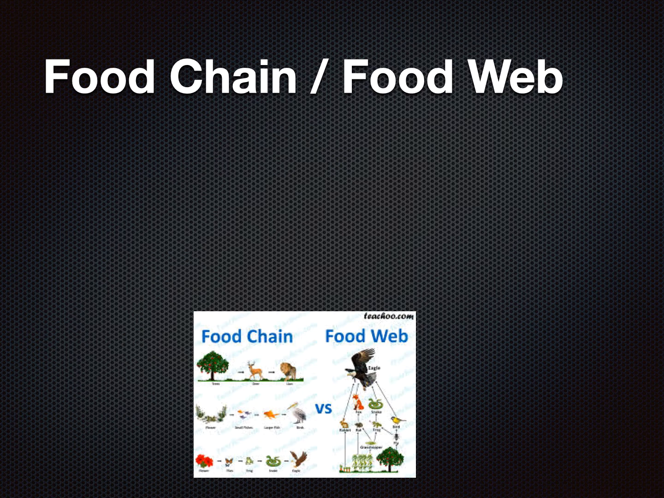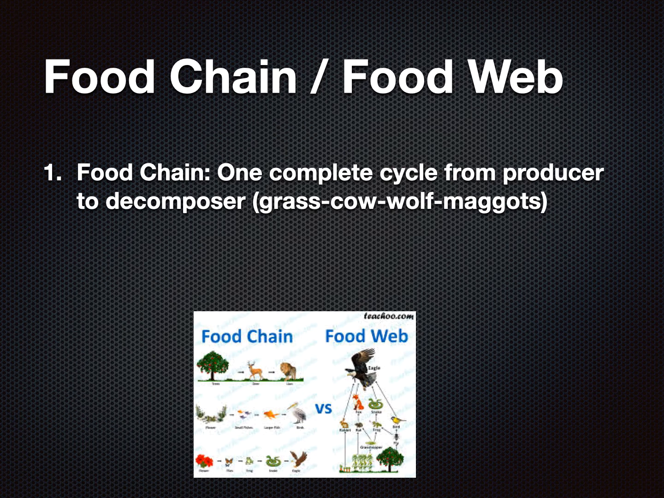Now, moving on to food chains and food webs. This should not be the first time you heard about a food chain, and hopefully not a food web. Food chain is one complete cycle from producer to decomposer. For example, the grass grows, a cow eats that grass, a wolf eats the cow, and then the wolf dies and maggots break down the wolf. That would be a singular food chain.